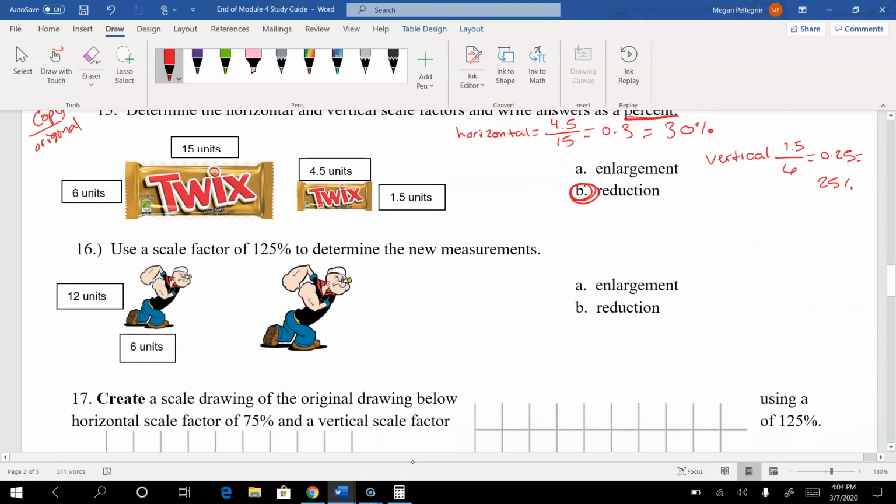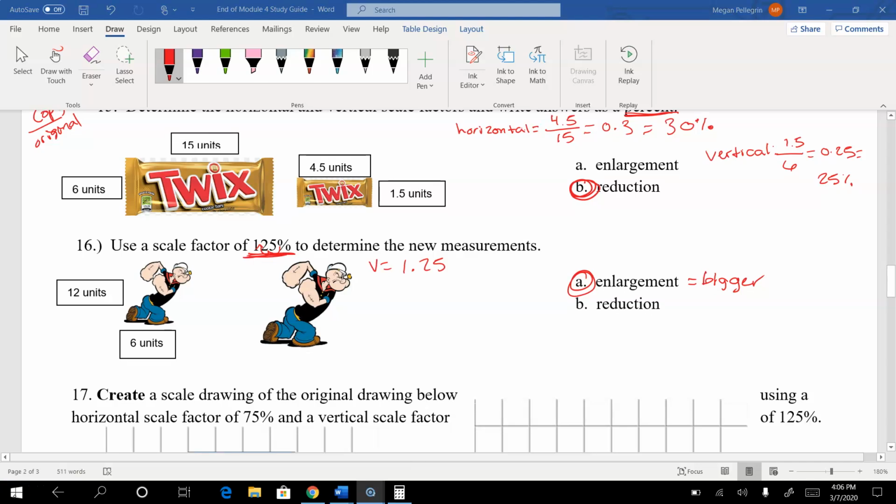Okay. And then number 16, use a scale factor of 125%. Without even looking at the pictures, I know that that's going to be an enlargement. Means it's getting bigger because it's greater than 100%. Okay, so we're going to do our scale factor, 125%. Move that decimal 2 places to the left. So 1.25. We're doing the vertical first this time.